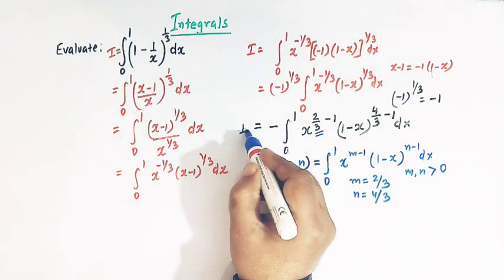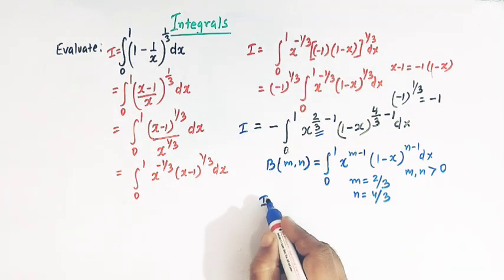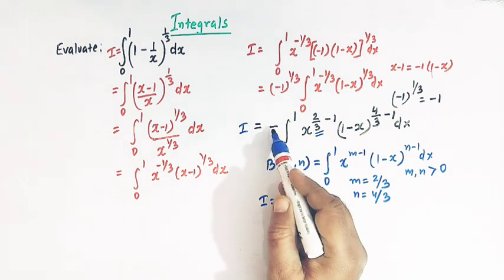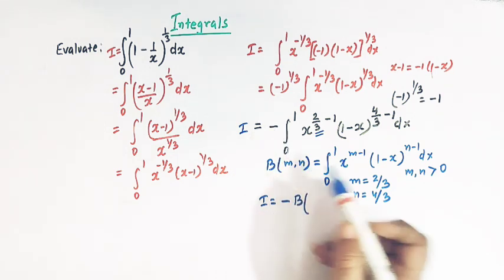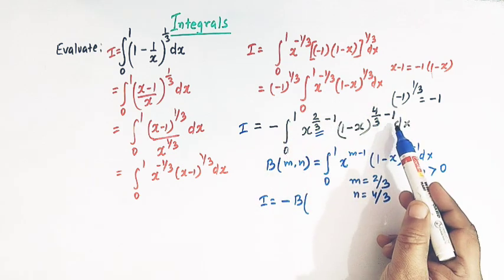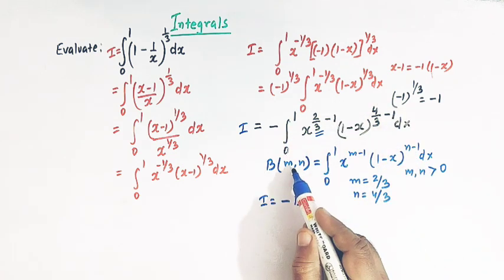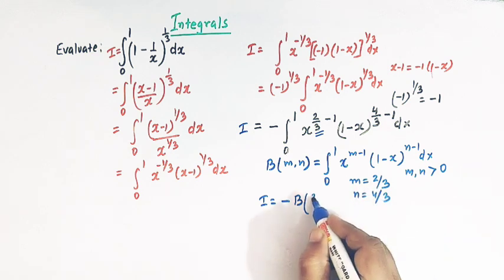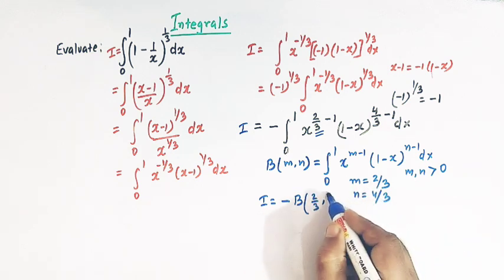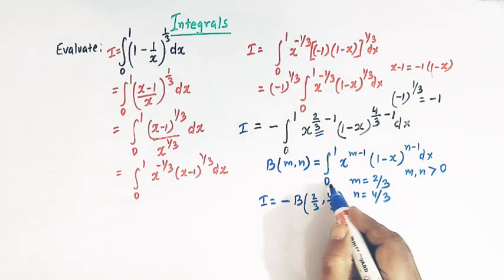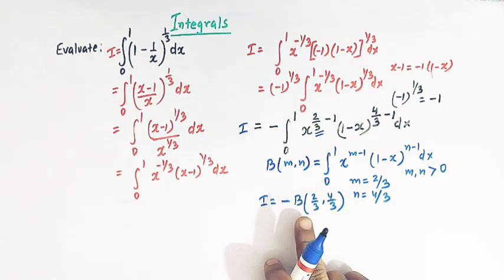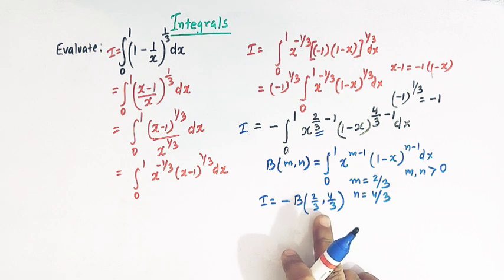So now this integral I can be written as a negative, here we have minus sign, and beta of m comma n, because this entire integral is now beta m comma n. M is 2 over 3, n is 4 over 3, right? So now we need to find out the value of this beta function, that is beta of 2 by 3 comma 4 by 3.